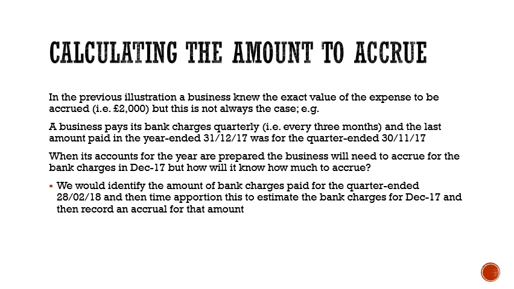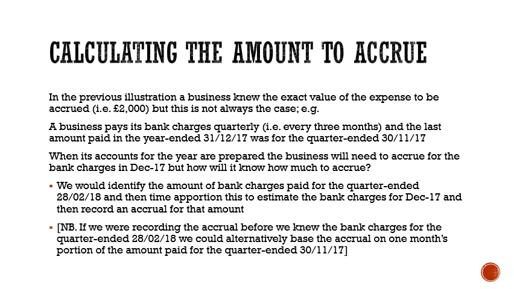We would not know at that stage how much was going to be paid at the end of February. So as an alternative in that situation, what we could do is look at the amount that was paid for the quarter ended 30th of November 2017 and take a third of that, and that should represent a reasonable estimate for the bank charges in December. Do remember that often when we calculate accruals, we end up having to estimate.